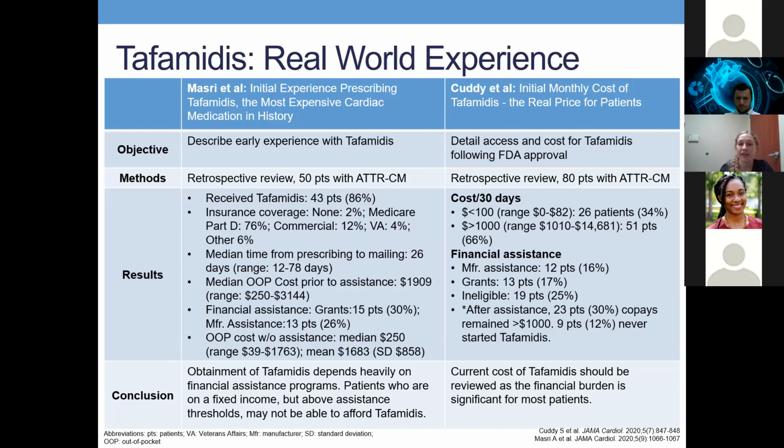They again broke down the financial assistance piece a little bit more. They found that 16%, or 12 of their patients, were eligible for manufacturer's assistance, though they did note that 4 patients did have pending applications. And then 17%, or 13 of their patients, received grants, but 25% of their patients remained ineligible for any sort of financial assistance. And after assistance, still 23 patients, or 30%, had copays that remained greater than $1,000. And unfortunately, 9 of those patients were never able to start tafamidis due to cost.